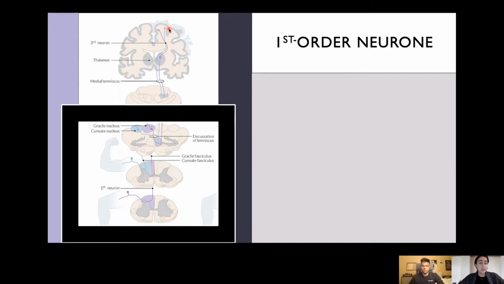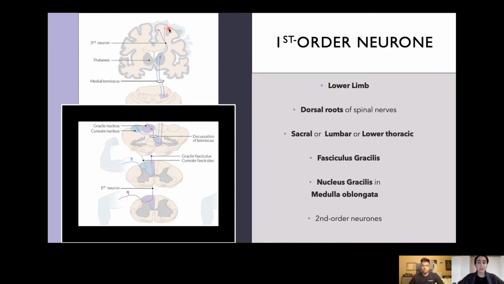Then let's talk in more detail about the first order neuron path. So if, for example, there is a stimulus starting from the lower limb, this stimulus will travel through the first order neuron.